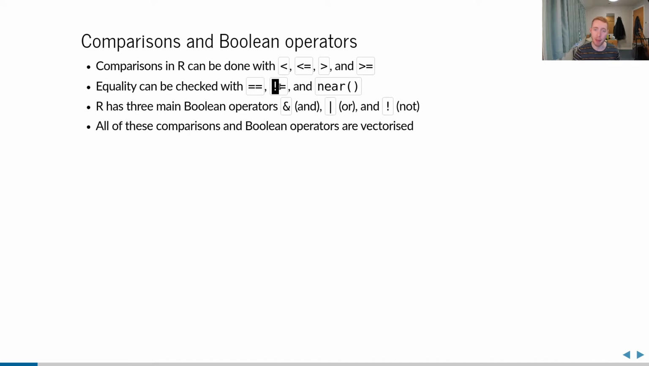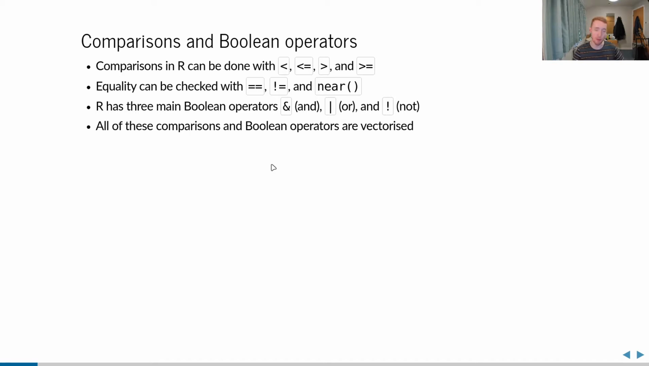We also had exclamation mark equals for not equal to, or this near function, which was the same as equals, but for when we might have rounding errors from the way that numbers are stored. So whenever we're checking for equality of decimal data, we want to use the near function. And then we could combine any truth values, so any values created by these comparisons, using the and, or, and not operators. That was the ampersand, vertical bar, and the exclamation mark.